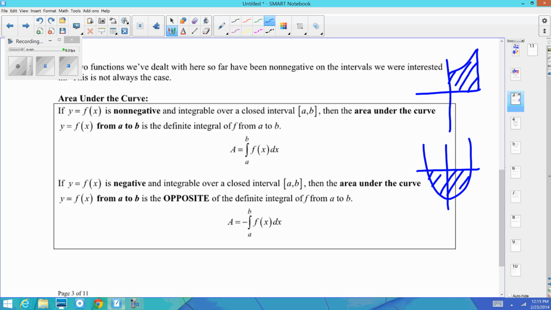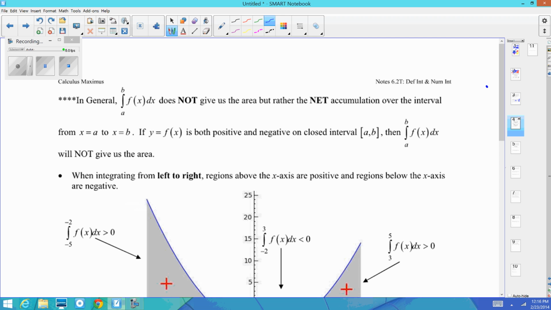So if f of x is non-negative, then the area under the curve every single time can just be defined as the integral from a to b. However, if f of x is negative over a certain interval, then the area from a to b is the opposite. Because if you type something like this into your calculator, you're going to get a negative number. So the actual area is going to have to be the opposite of that integral, and that is because area is always positive.